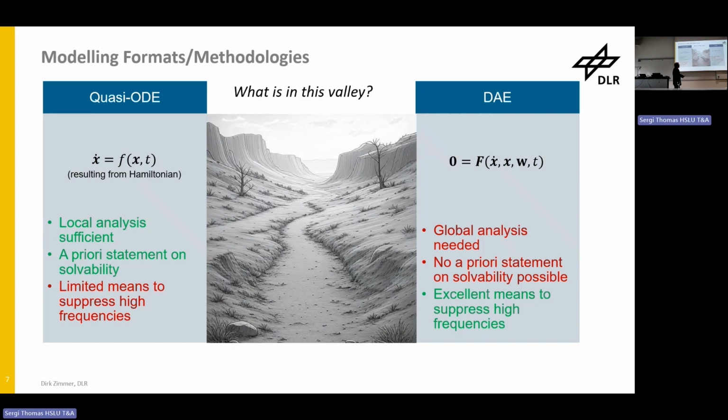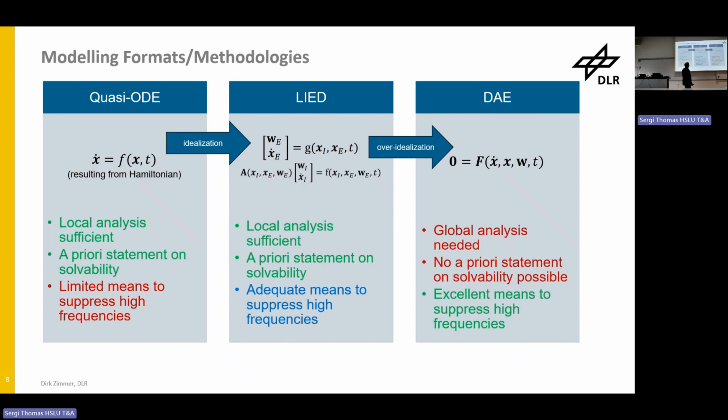Okay, so this is not a favorable trade-off situation we are in. I mean, it's not good having to give up local analysis and a priori statements just to suppress your frequency. It's not satisfying. So I walked through this valley. Isn't there something in between, which is maybe a good compromise? And I found this linear implicit equilibrium dynamics, which I will explain in a minute. And this still gives you the option for local analysis. So you can create modular code. You can still make an a priori statement on the solvability, and you have reasonable means to suppress the frequency. Not perfect, you can do better with DAEs, but reasonable for many, many applications.